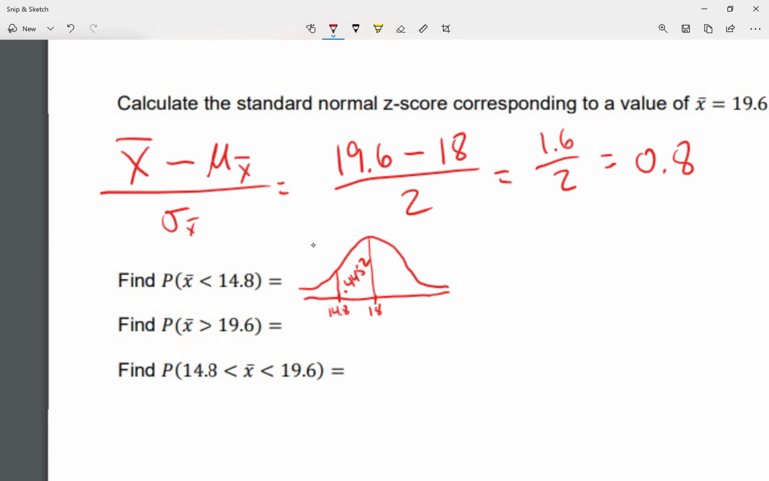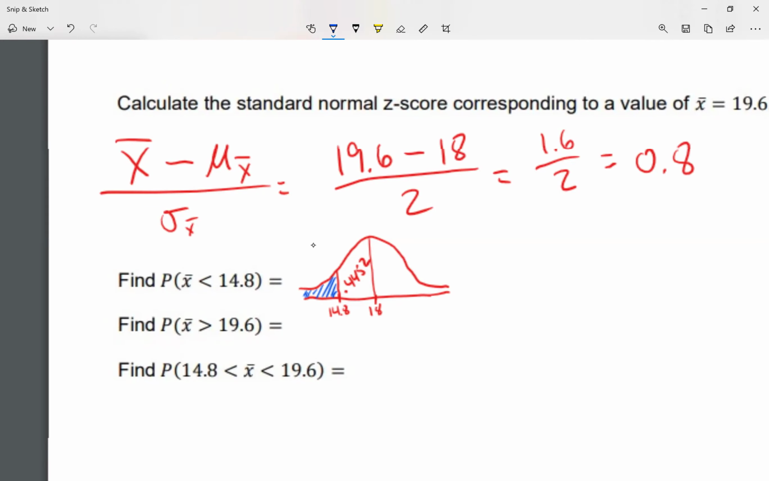The distance between 14.8 and 18 is 0.4452. Again, I got that from the table that we just worked on. Now here, I'm asking, what's the probability that x bar is less than 14.8? So you've got to pay attention to the graph, and you've got to know your inequalities. Less than, so from 14.8 to the left. So my answer will not be 0.4452.